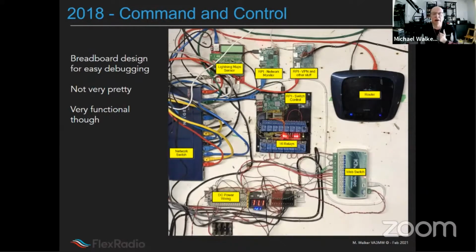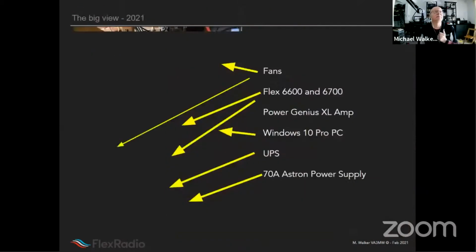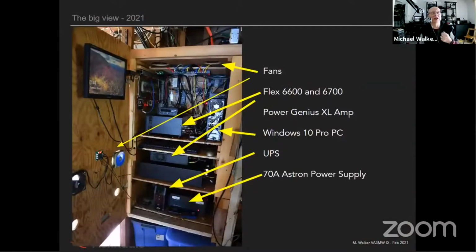The good news is today you can buy those things off the shelf on Amazon. And this is what the HF shack today looks like. This is an SO2R full legal limit shack in a box. Why am I using such a big PC? Because it helps heat the box in the wintertime. And why the Astron 70 amp power supply in the bottom? Well, geez, couldn't you use something a little more heat efficient? Absolutely. But this helps heat the box in the wintertime.